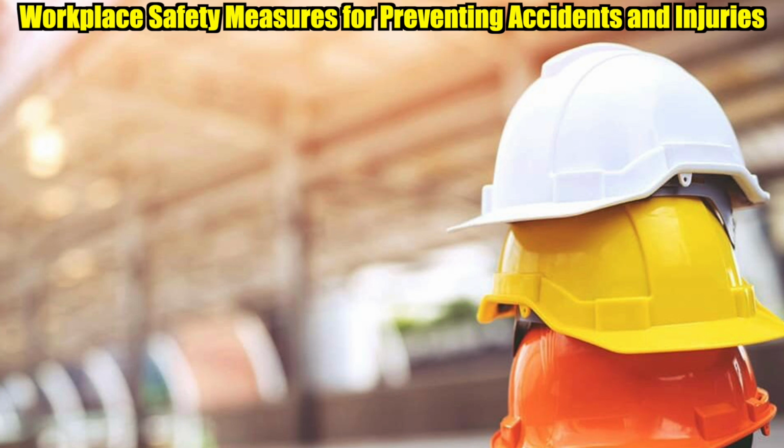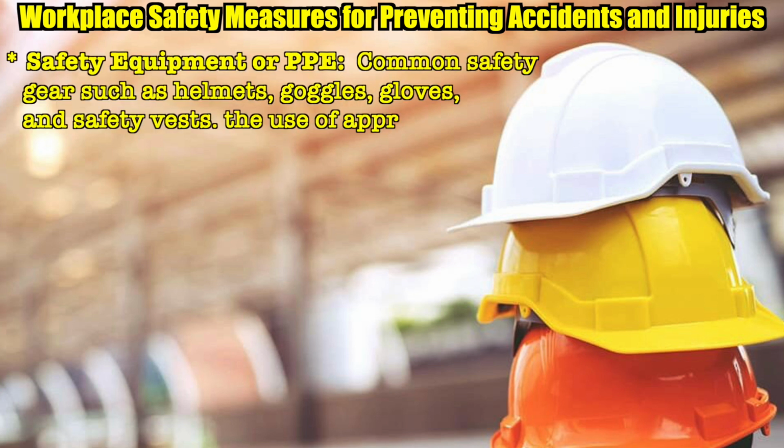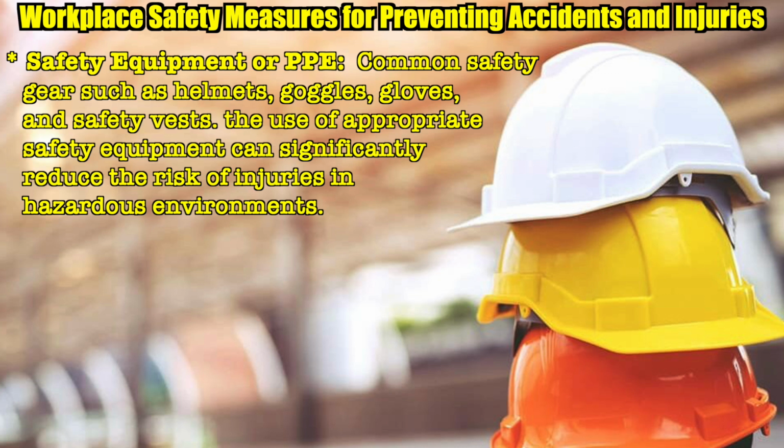Next, we will discuss our topic: workplace safety measures for preventing accidents and injuries. Safety equipment, or personal protective equipment, means common safety gear such as helmets, goggles, gloves and safety vests should be provided to the employees for their particular task or job. The use of appropriate safety equipment can significantly reduce the risk of injuries in hazardous environments.